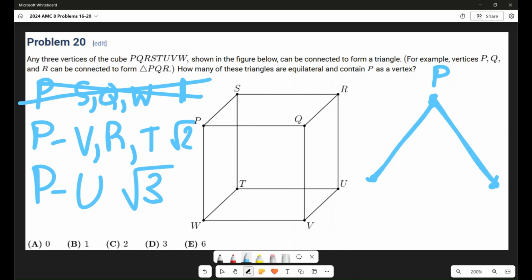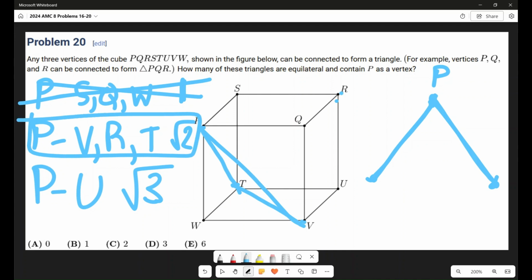Now, from P to V, R, and T, you can choose any two of those vertices, and it will form an equilateral triangle, actually, because the distance from V to T, V to R, and R to T are all root 2. So whichever two you choose from V, R, and T, along with P, it forms an equilateral triangle. So from this case, we get 3 solutions.